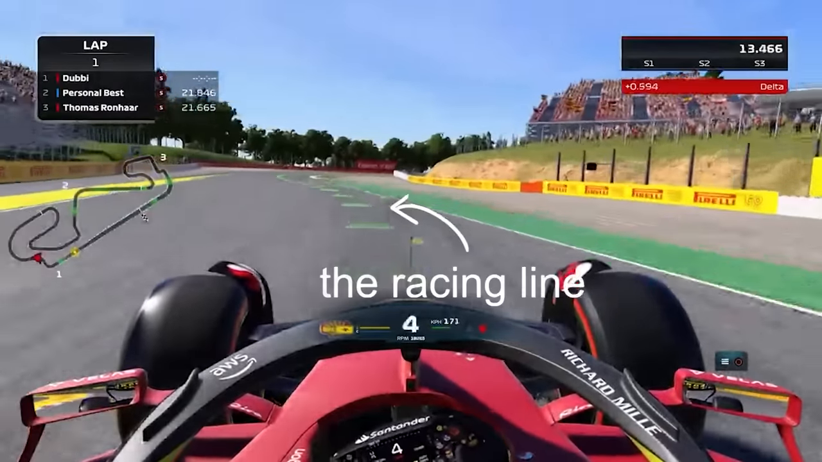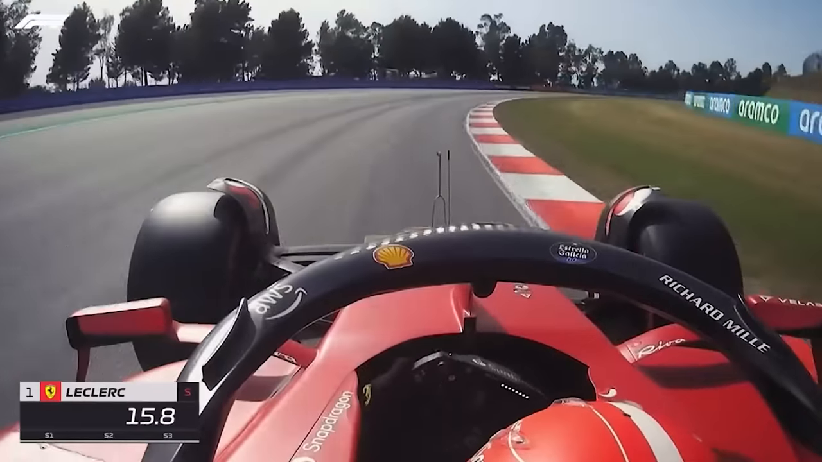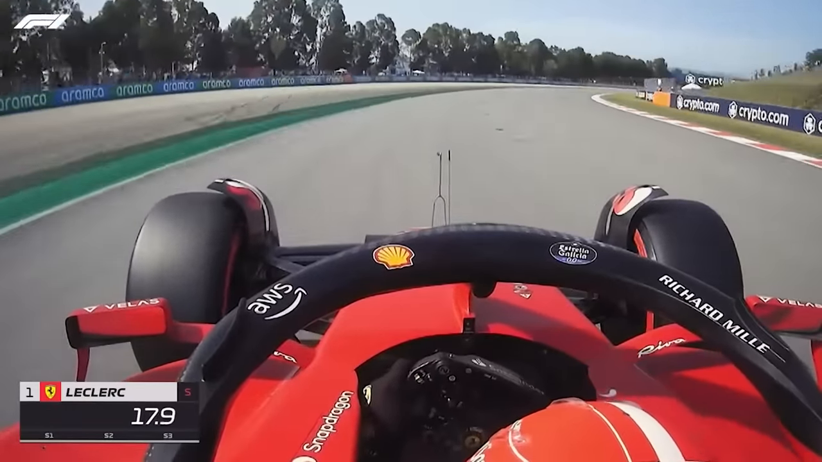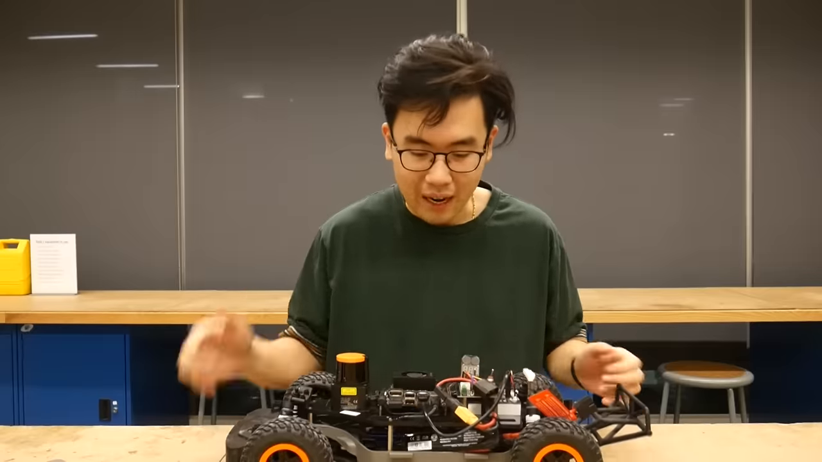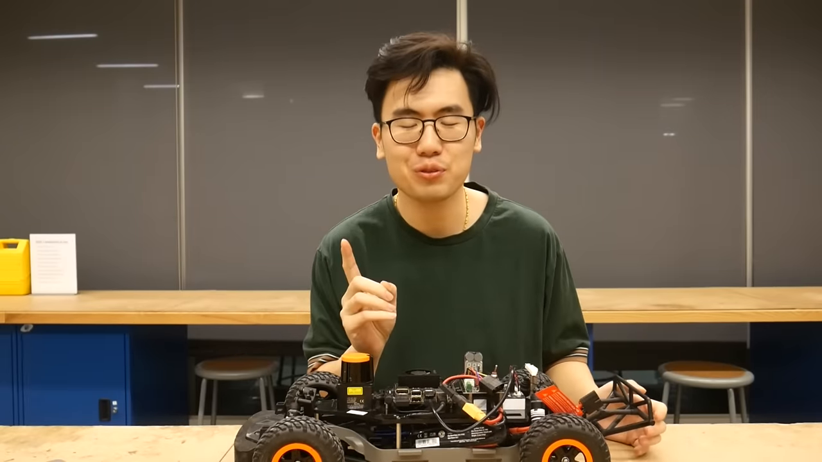Let's talk about racing lines. You might have seen them in racing video games, but essentially these are the lines that professional drivers follow to achieve the fastest lap time and win races. So if I want my car to drive as fast as possible, the first thing I need to figure out is how to generate these racing lines.